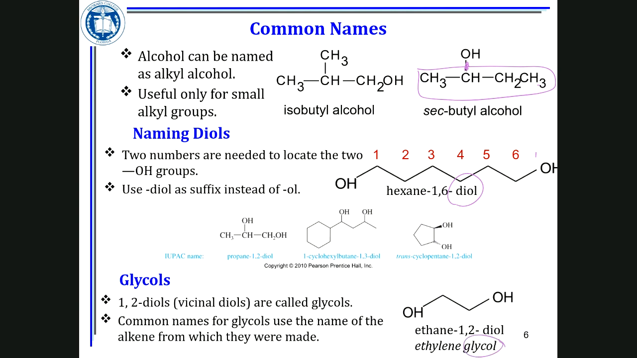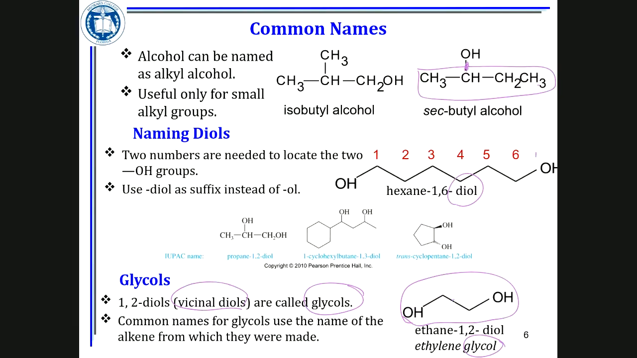If it's a 1,2-diol, a vicinal diol, it also has the name glycol. Ethylene glycol is the commercial antifreeze. It has a very high boiling point and a very low freezing point, and that's why it's used, especially up north, to prevent the water in the car radiator from freezing. In summer, in hot states, they also use antifreeze to prevent the water in the radiator from boiling.